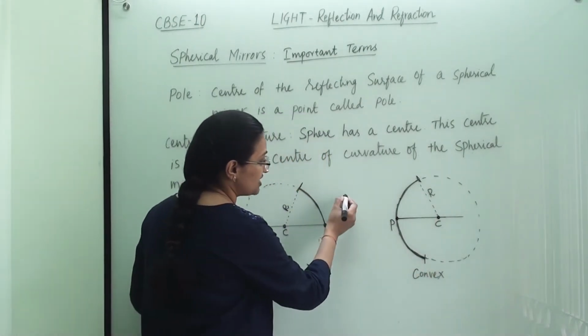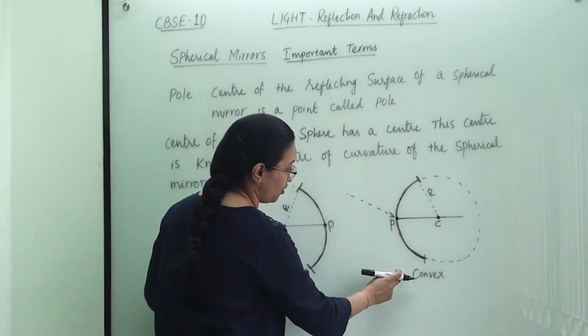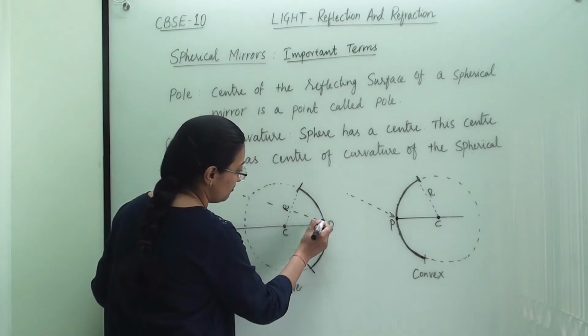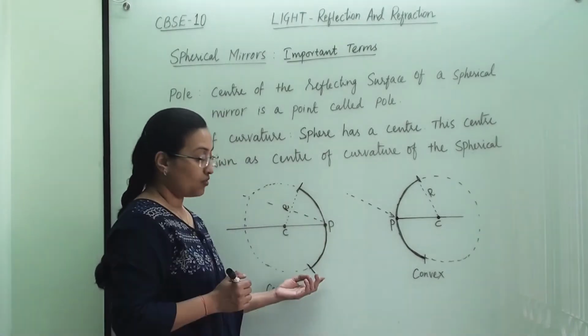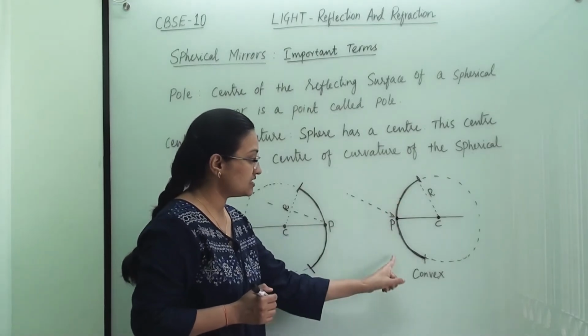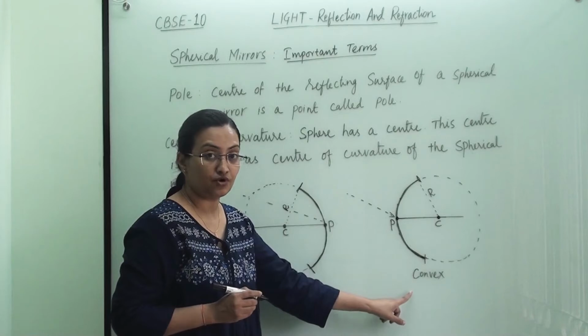So this surface is a reflecting surface. This surface is a reflecting surface for the convex mirror, and this surface is a reflecting surface for the concave mirror. So the concave mirror is curved inward and the convex mirror is curved outward. The outside of the curved surface is the reflecting one for the convex mirror.